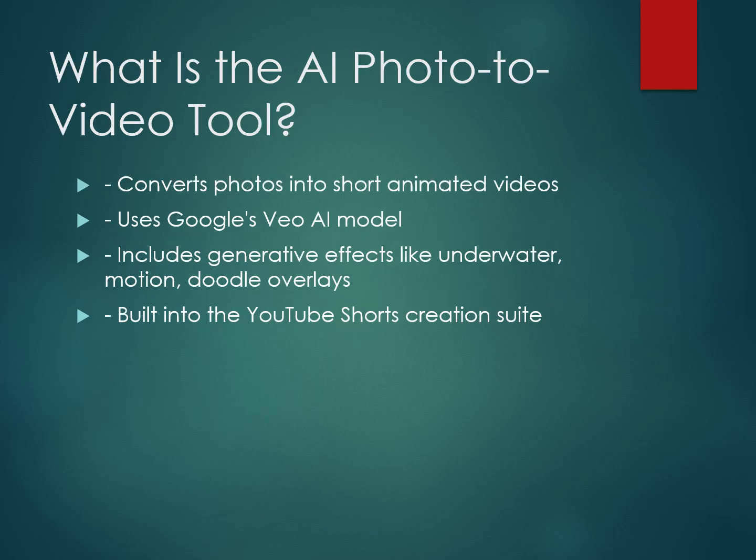views. The photo to video tool is a brand new feature in the YouTube Shorts Creator Suite. It uses Google's advanced Veo model to animate your still photos, apply stylistic effects like water ripples or pencil sketching, and create movement where there was none. It's a simple but powerful way to bring your content to life.